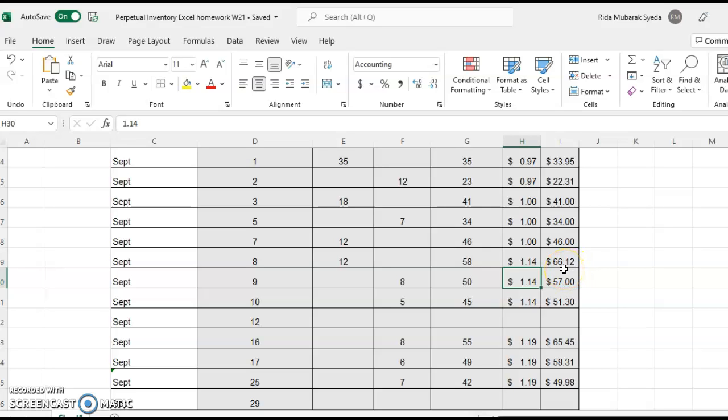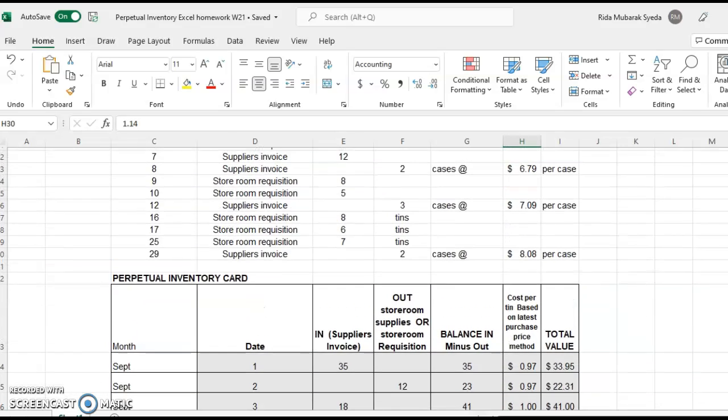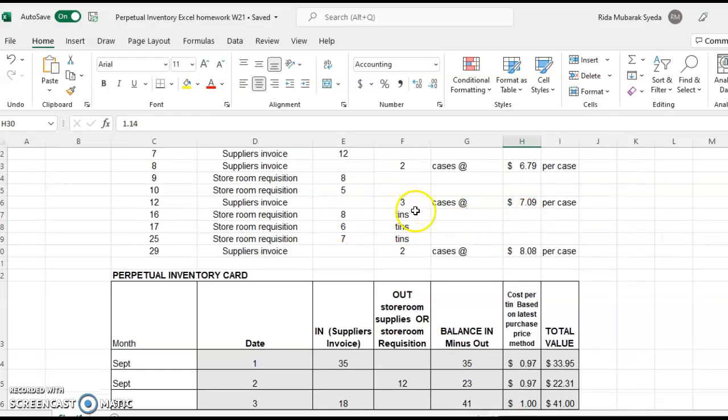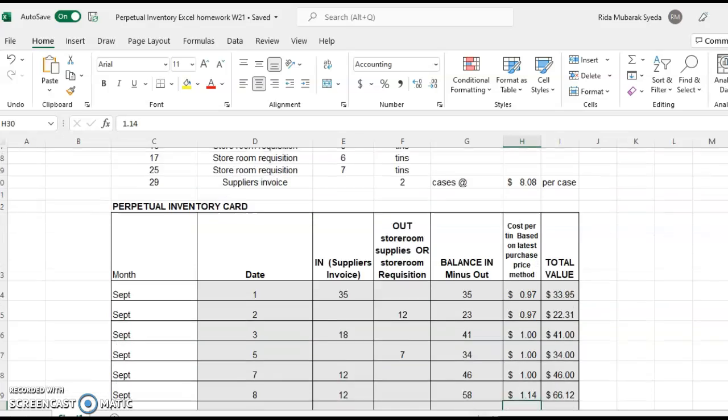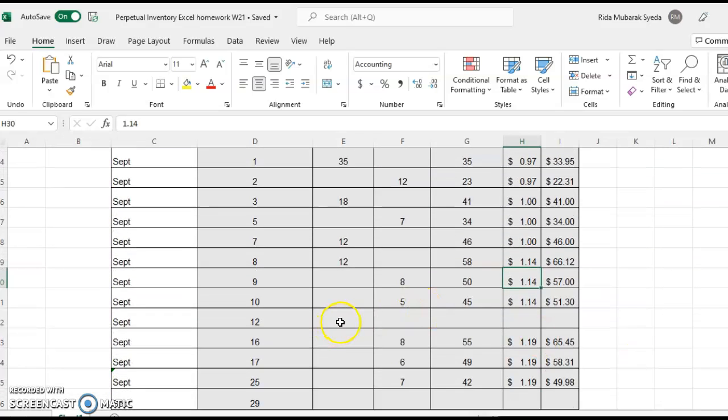So that's our value that we got on our paper, 6612. Alright, so we did the same thing for September 9 and 10, subtracting it and using the same value because we didn't make any new purchases. Alright, let's move on to September 12. So September 12, we had an invoice of 3 cases, which is, again, we know it's 6 times 3, it's 18. And add that to 45, and we get 63 as our balance in.